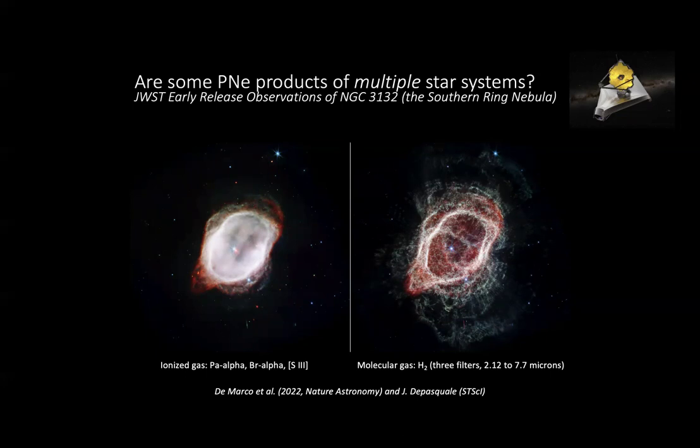So this is like Jekyll and Hyde. This object has two completely different personalities. It has a compact, hot, ionized region. It's got a cooler surrounding molecule-rich region. And we're seeing that in gory detail now when we look with JWST.